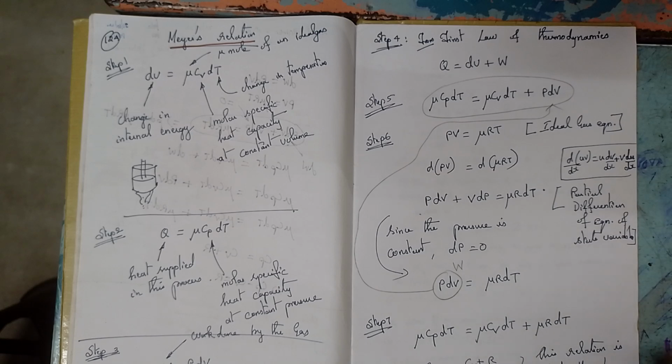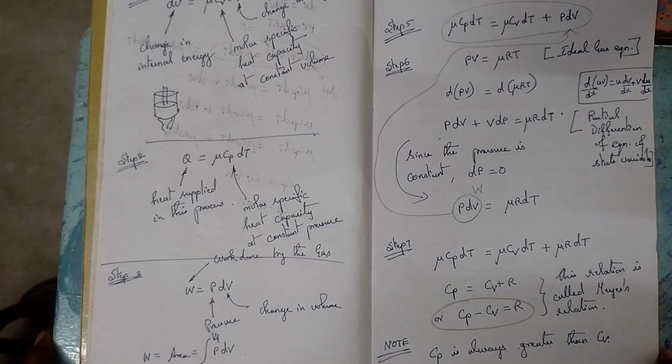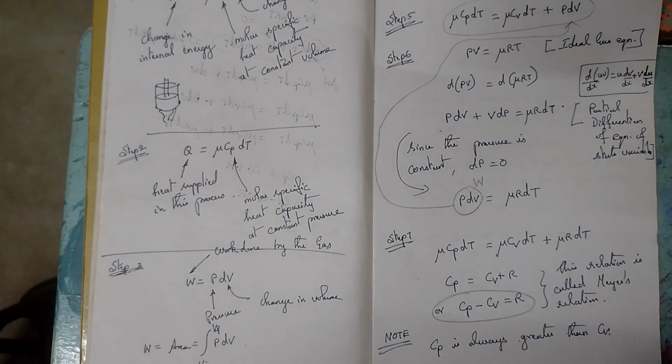dV is the change in volume. Step 3: work done by the gas is equal to P dV, where P is the pressure and dV is the change in volume. Work done is nothing but the area under the curve, the integral of P dV, where Vi is the initial volume and Vf is the final volume.